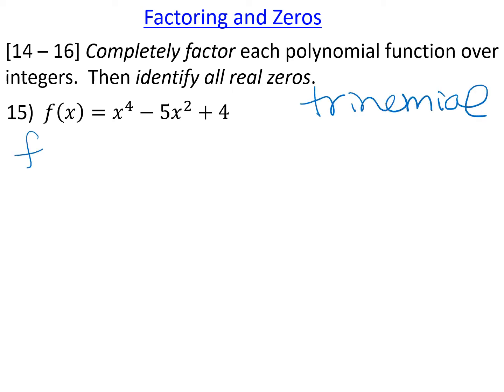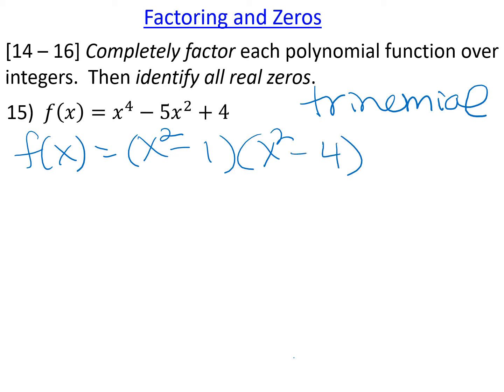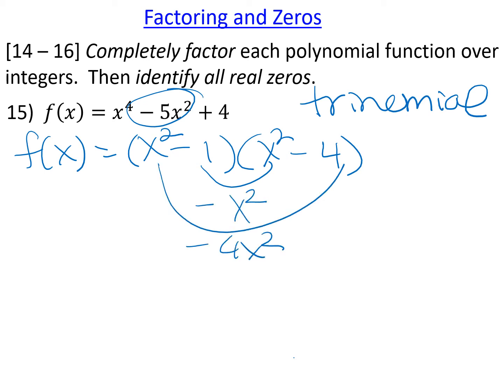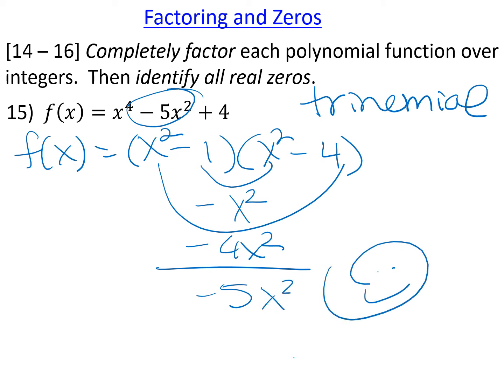Okay, that's when I like to do the guess and check method. So I go x squared times x squared is x to the 4th. And then I could do 2 and 2 or 1 and 4. I am going to do 1 and 4. I'm going to make it both negative because I wanted a negative 5x squared here. So if I check this, I get negative x squared, negative 4x squared, giving me a negative 5x squared, which is exactly what I wanted.